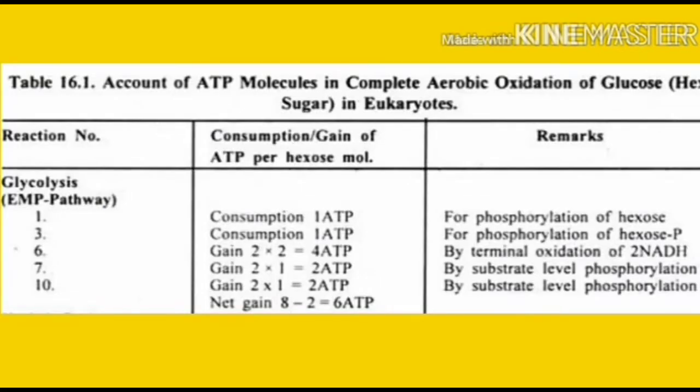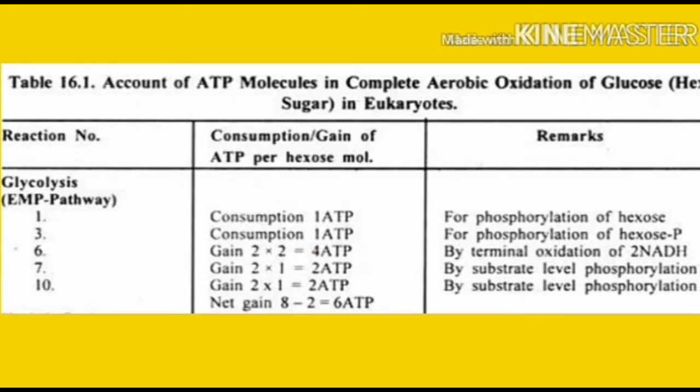Now we can try to understand the balance sheet of ATP formation at the end of this electron transport, followed by glycolysis, Krebs cycle, link reaction and electron transport. In glycolysis, first of all, two ATPs are consumed. One ATP is consumed in glucose to glucose 6 phosphate formation. The second ATP is consumed in fructose 6 phosphate to fructose 1,6 biphosphate. Two ATPs are consumed, not produced.